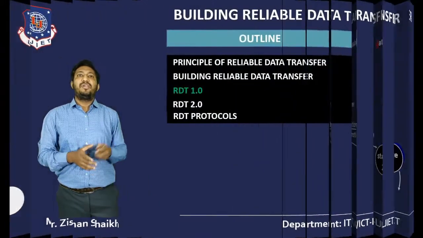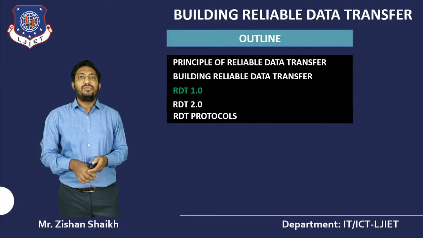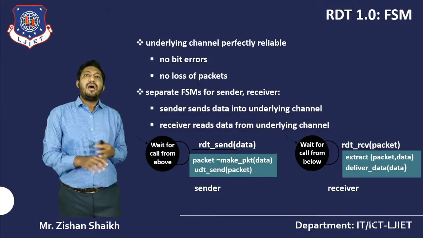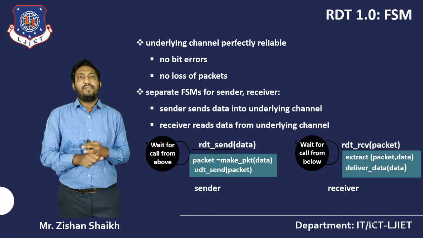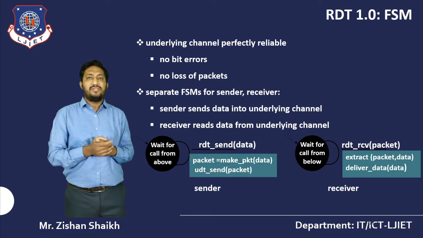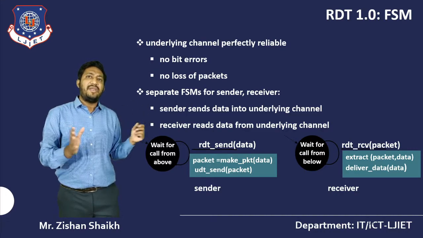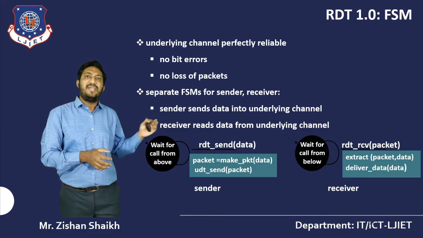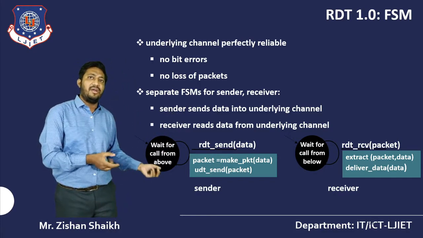Now we are moving to the two versions of RDT. First we talk about RDT 1.0. It is all about how the data is transferring. Here we are not considering loss of packets, and any type of error occurring during the transfer of the data is not considered. It is the basic method of data transfer. Here we separate our finite state machine into the sender and receiver side. The sender sends the data into the underlying channel and the receiver reads the data from the underlying channel.